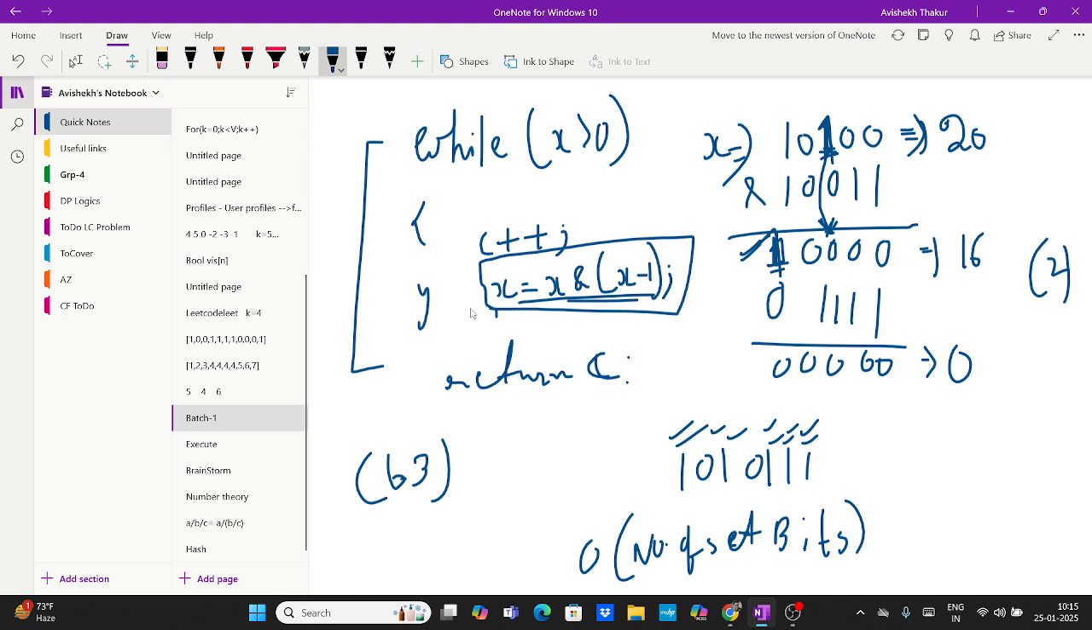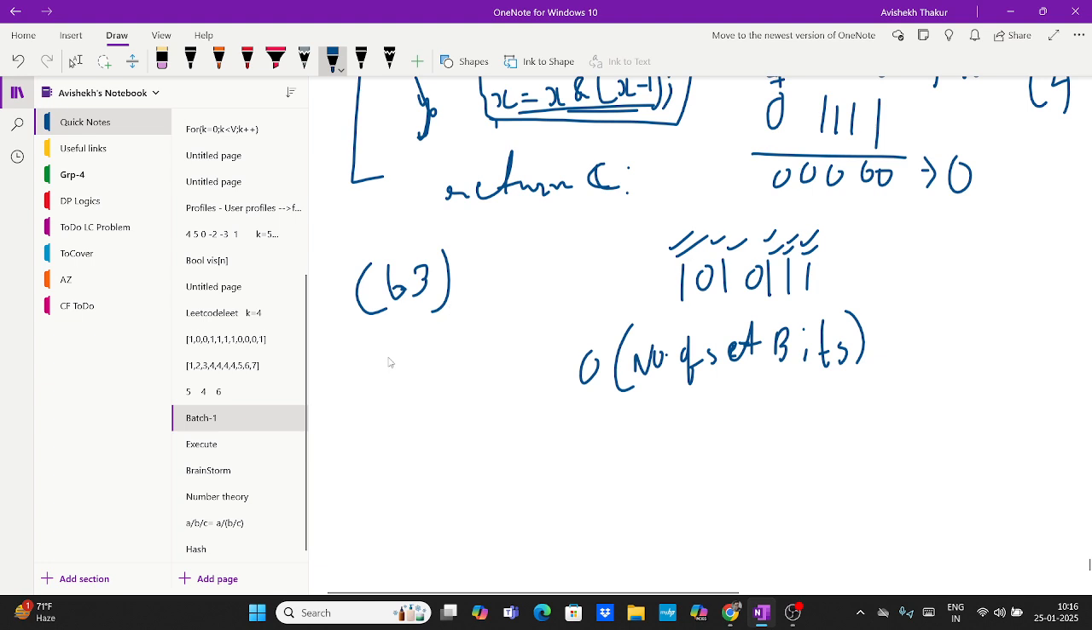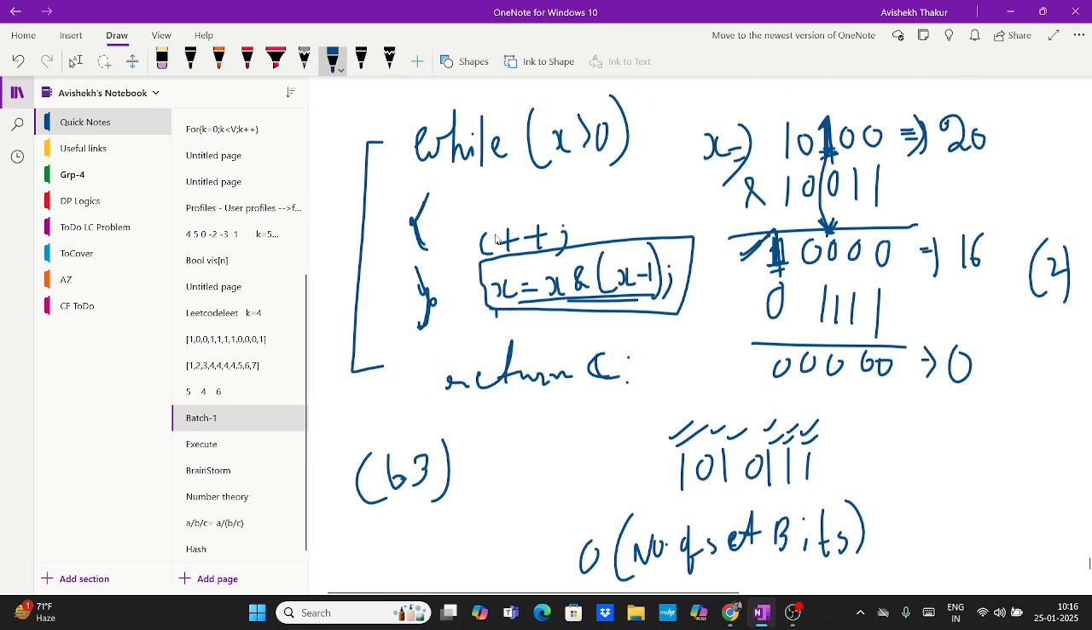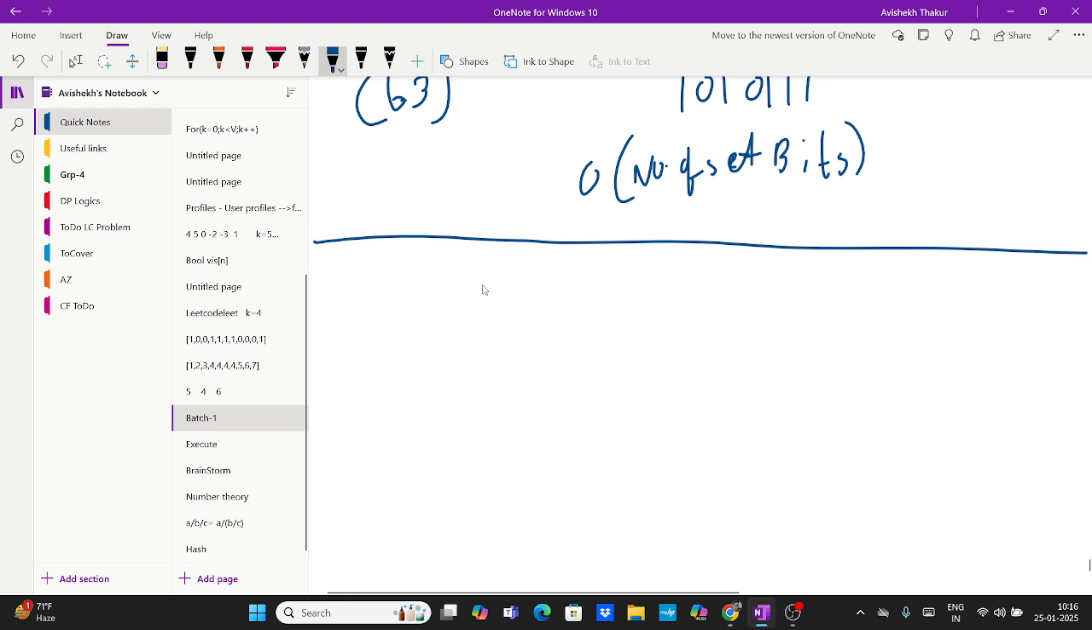Did you guys get clear on this part? If you have to calculate the number of set bits, can you do it? I'm not writing the code because it is this much only, right? So I guess no need to write. Anyone want me to write? No, it's okay. Okay, so this is the basics of bits.